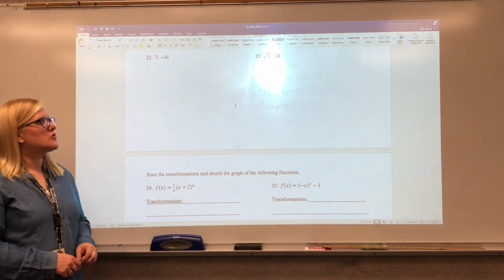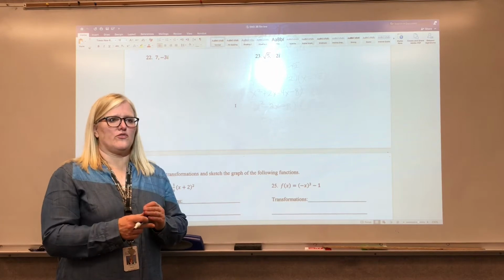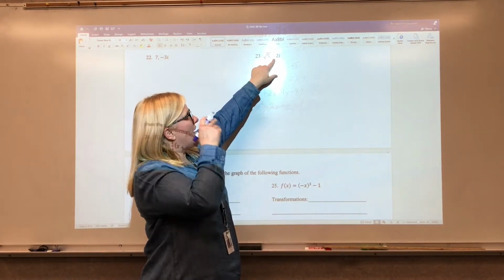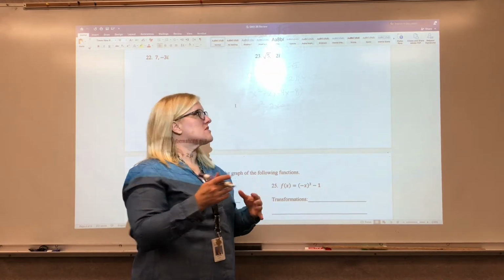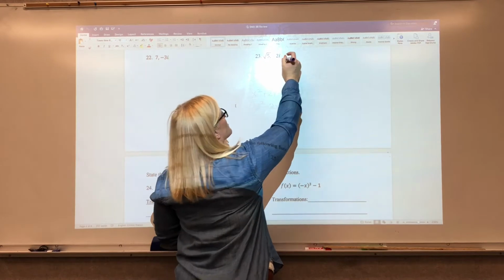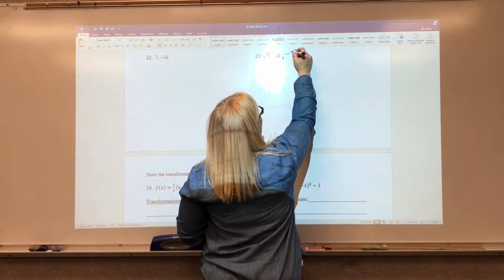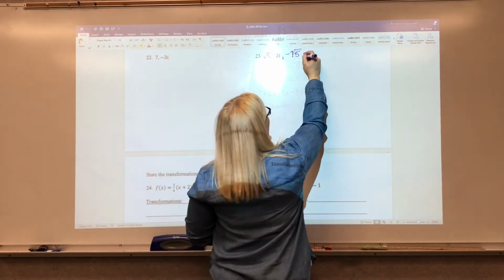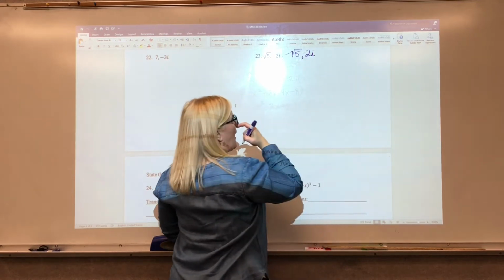All right, number 23. I actually started this one in class. Hopefully you got it. I have the square root of 5 and 2i. Remember with the conjugate theorems, if I have a square root, I'm also going to have the opposite of it. So I have a positive square root of 5, so I need a negative square root of 5. And then this is a negative 2i.